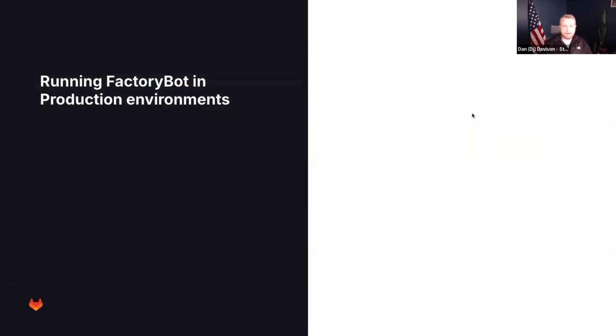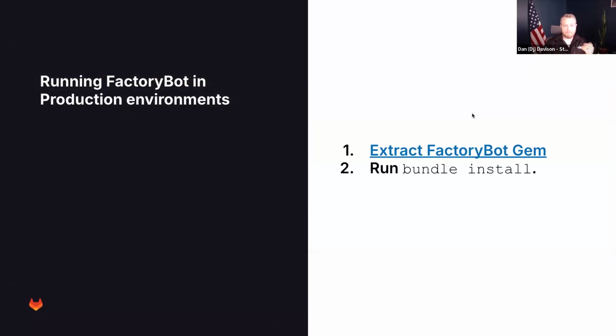So I said we extracted the FactoryBot gem out of the Gemfile and out of the group into the top level. We run a bundle install to make sure that the gems are installed. And does anyone have any guess as to what is missing? So there's one more step that we need to complete. Does anyone want to take a guess?